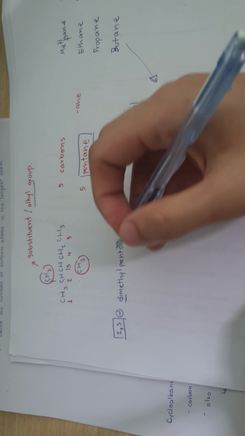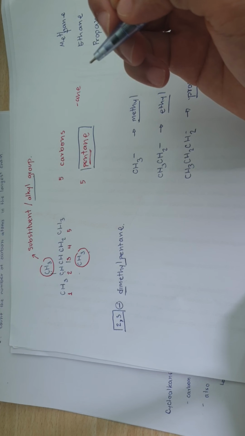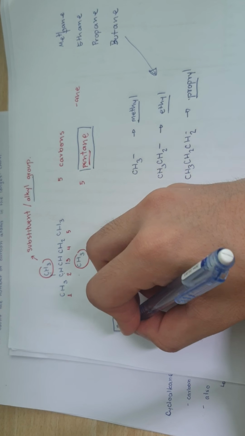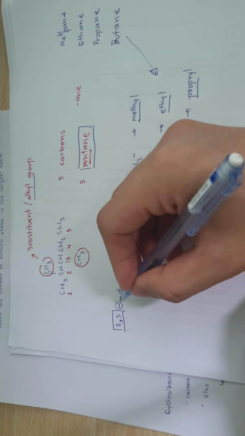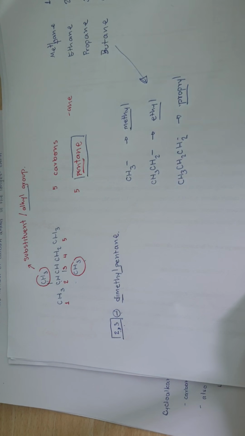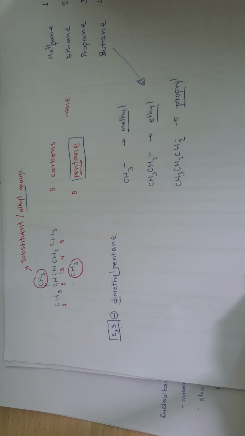So do not leave a space between the substituent name and the name of the parent chain. See, I close them together. I didn't put any space between dimethyl and pentane, and I write a comma to separate 2 and 3, and I put a hyphen in between 3 and the word dimethyl. So this will be a correct name for this compound.